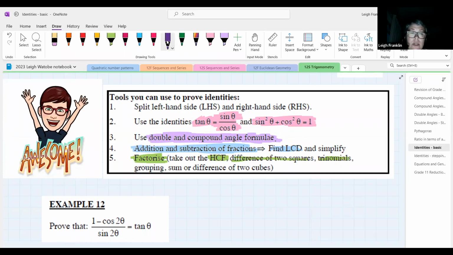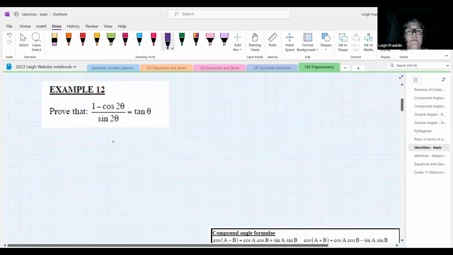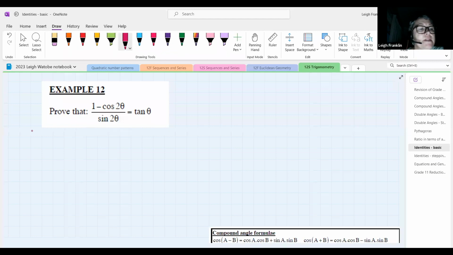I do need to talk to you a little bit more about addition and subtraction of fractions, but I'm going to do that in my examples rather than as something separate. The factorizing is also something that is going to come up. So the first example is very simple, very straightforward. The first thing I want to do is split it up. So left-hand side is equal to 1 minus cos 2 theta over sine 2 theta.